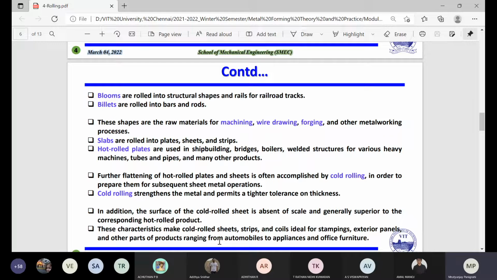And these characteristics make cold roll sheets, strips, and coils ideal for stamping. If you prepare this material with the help of cold rolling, then you can go for sheets, strips, or coils, or the stamping. Whatever I told about in the previous module, we have the coining. That coining we have prepared, but now you have to go for the stamping, because now your surface finish is there, your tolerance is there, and your strength is there. So you have to go for the stamping. Is it fine?